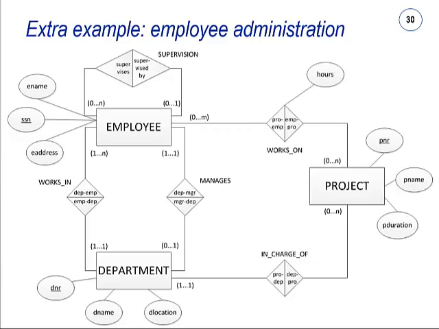A project is being assigned to a department, minimum 1, maximum 1 department, so that's exactly 1 department. The department is in charge of 0 to n projects. Okay. This is an ER model.